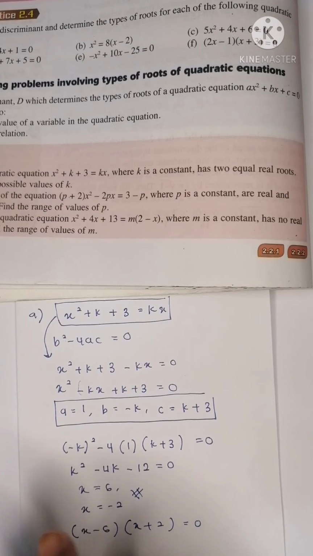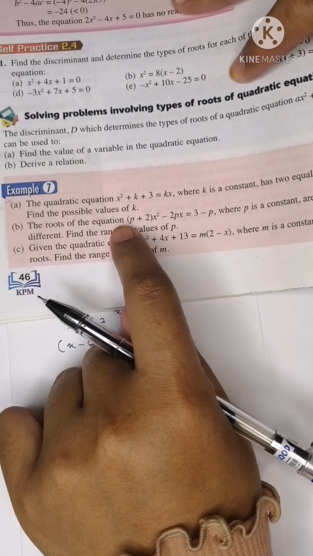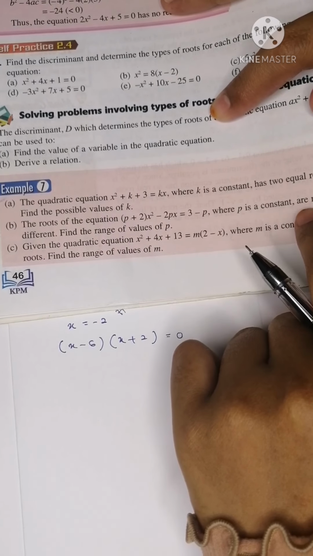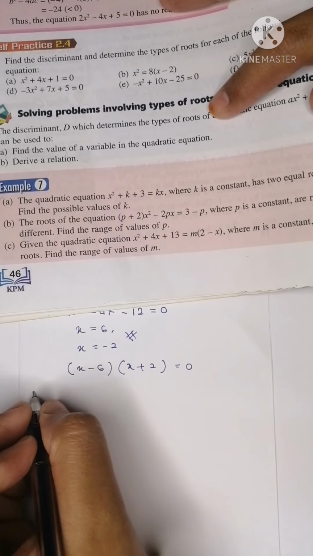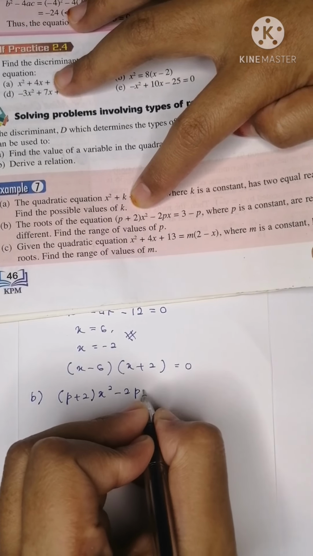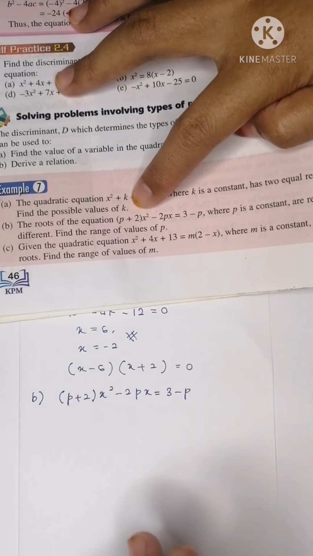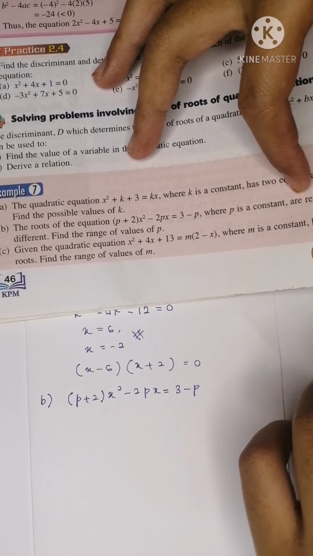So look at B. Question B: the roots of the equation, where p is a constant, are real and different. Find the range of values of p. Okay, so copy back the equation: p plus 2 x squared minus 2px equal to 3 minus p. Now this question is already given the type of root, which is real and different.